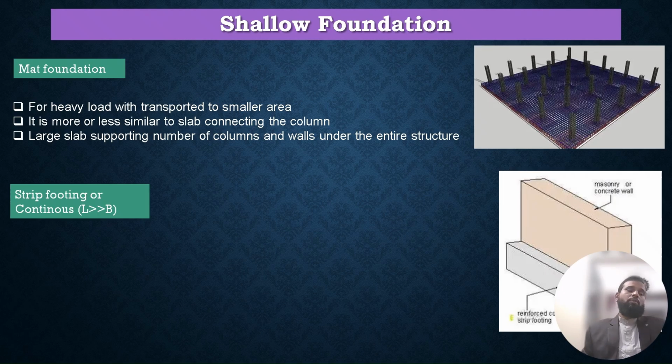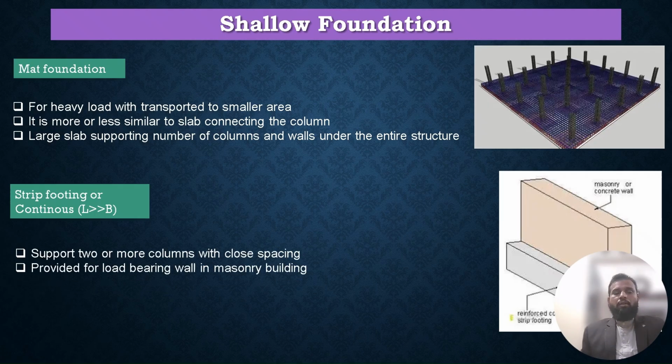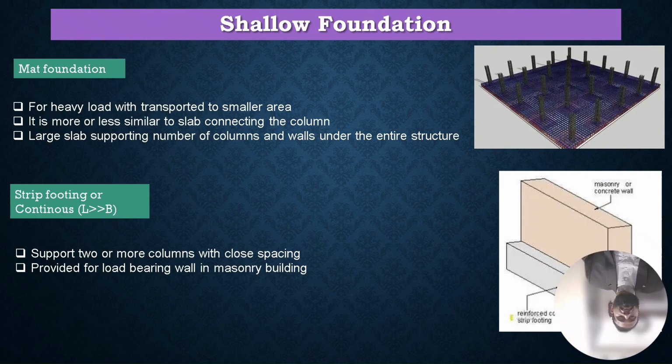Then we have another type of spread footing, that is a strip footing or continuous footing. This is the footing normally provided to support two or more closely spaced columns, or to support masonry bearing walls, load bearing walls in masonry structures. This is the typical example of the strip footing.